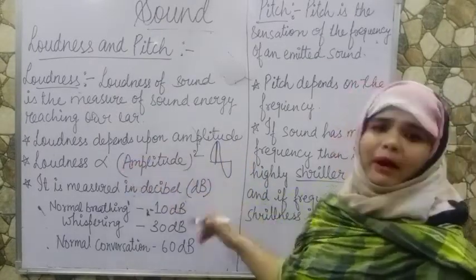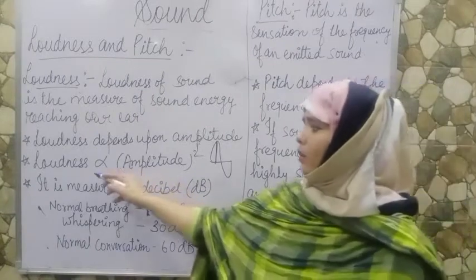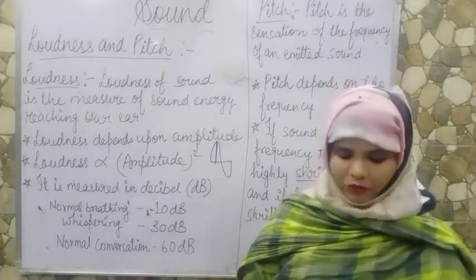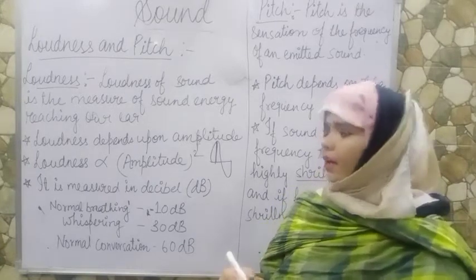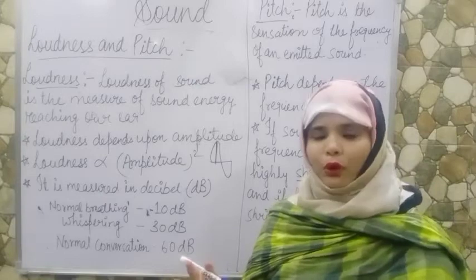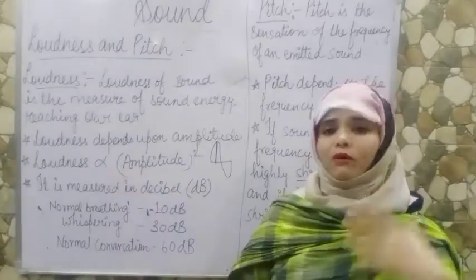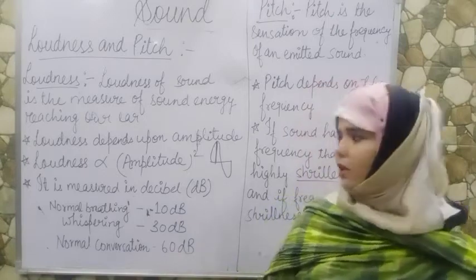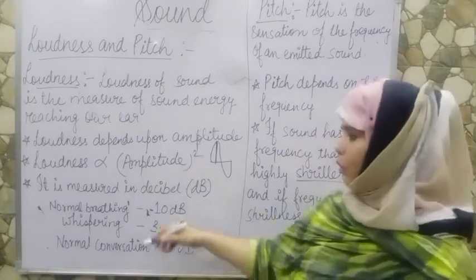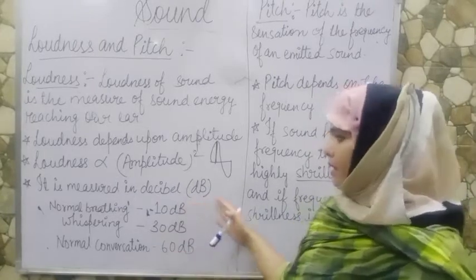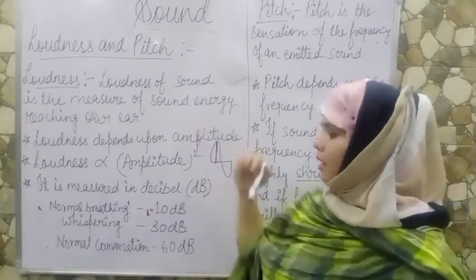Loudness is directly proportional to the square of the amplitude. If we double the amplitude, then the loudness becomes 4 times, and if we triple the amplitude, then the loudness becomes 9 times. Just the square of the amplitude. It is measured in decibels. Decibel is the SI unit of loudness.